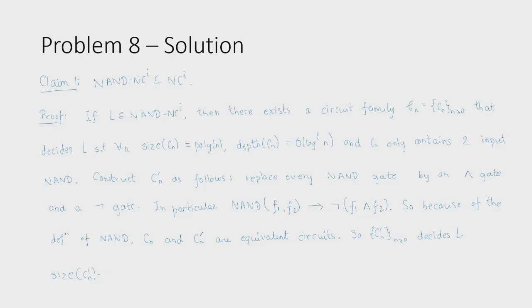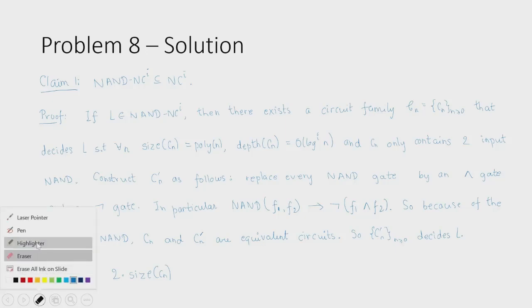The size of C prime n is less than or equal to 2 times the size of Cn. Why? Because what did we do to create C prime n? We took each and every gate in Cn and replaced it with 2 gates. So the size blows up by at most a factor of 2.